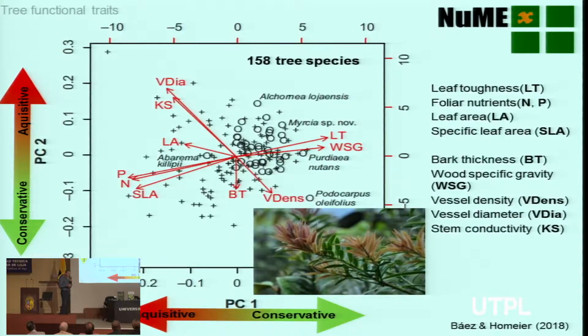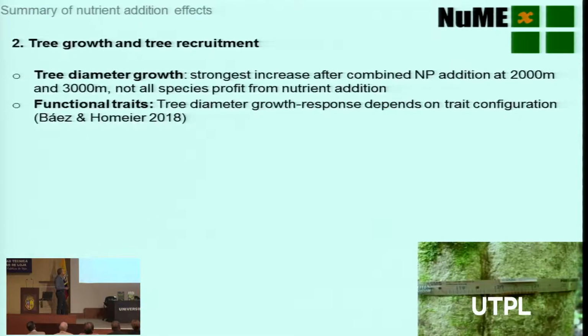And what we found was that species like Podocarpus, or specifically Podocarpus, is responding negatively to nutrient addition. So where we add nitrogen, Podocarpus is growing slower than in the control plots, because in competition with the surrounding trees, it's losing in competition. But on the other hand, some other species, the more acquisitive species, they gained in competition and they grew faster.